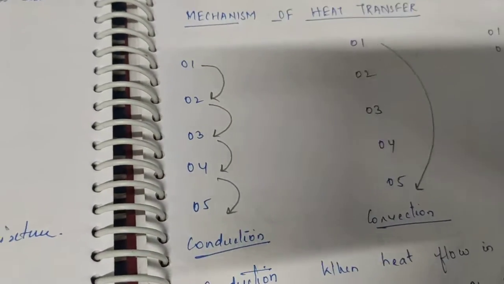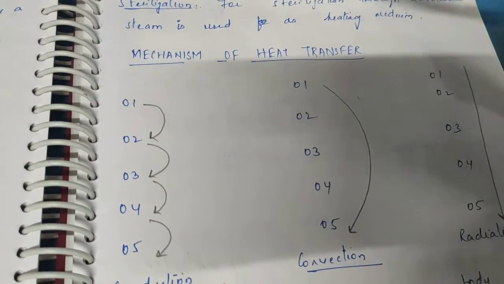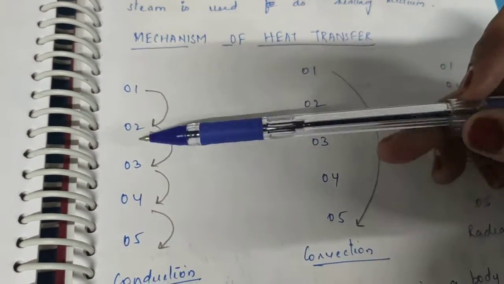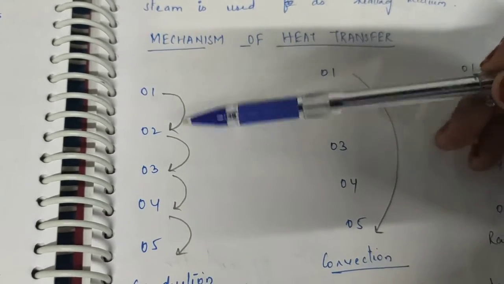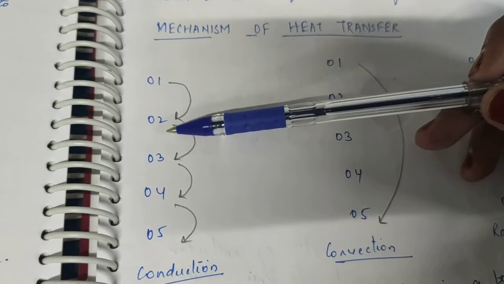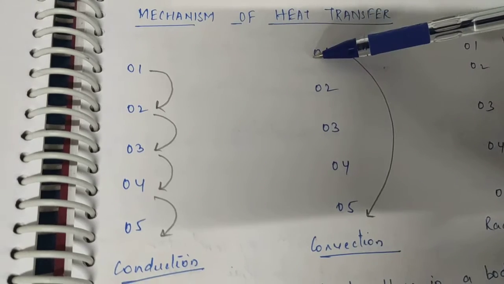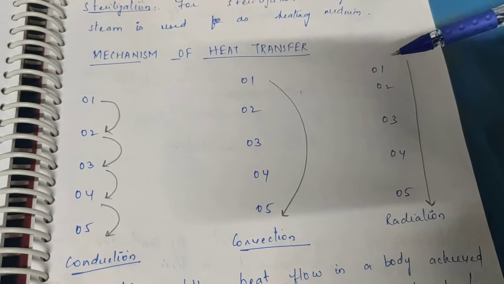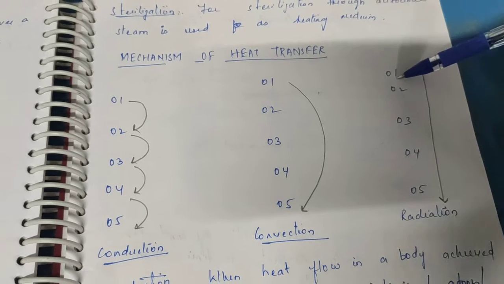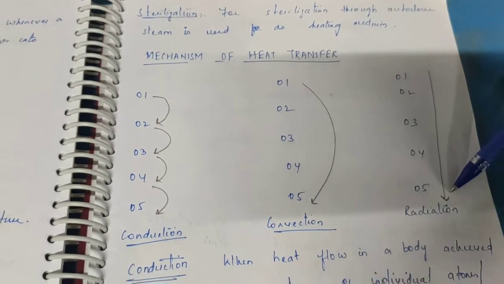Okay, so first, we'll understand by this example, that is no need to write in the exam, just for understanding. This is the transfer of heat from one atom to the other atom, the transfer of heat taking place in conduction. In convection, that is mixing of one part with the other part, that is the warmer portion with the cooler portion. And in radiation, that is transfer of heat from one part to the other part is called radiation.